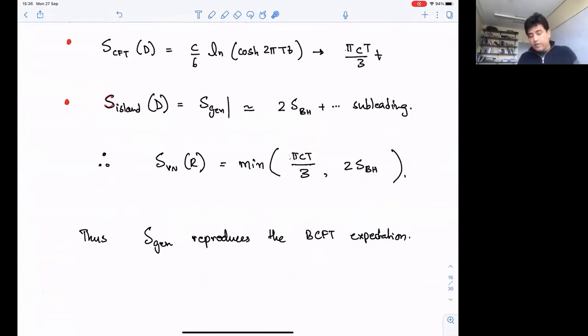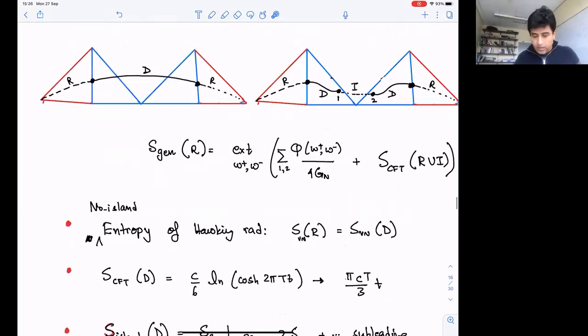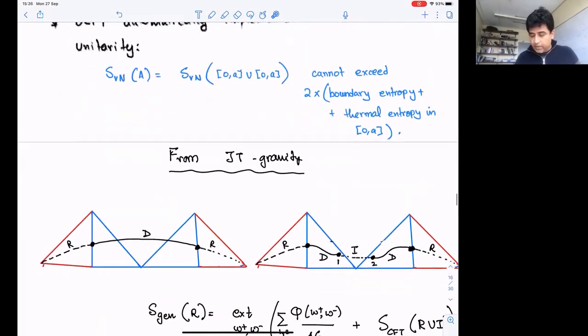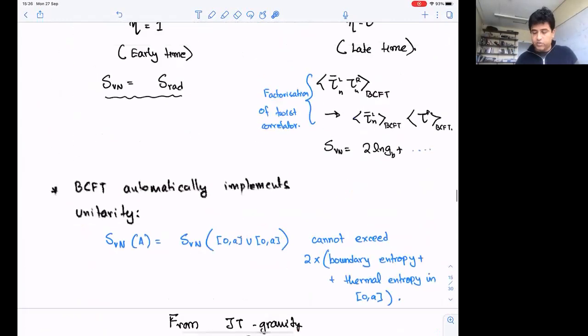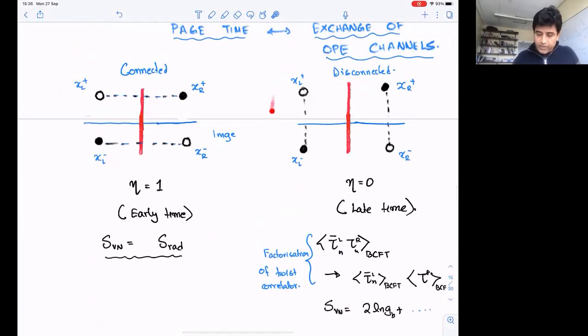So in a very precise sense, there is a correspondence between BCFT results and what we get from JT gravity using this generalized entropy formula. And very specifically, the island contributions in JT gravity get associated to disconnected OPE channels in the boundary conformal field theory picture.